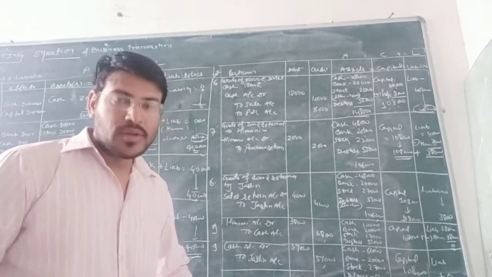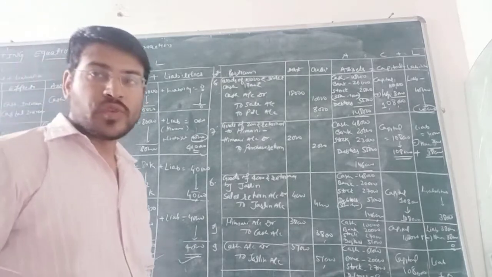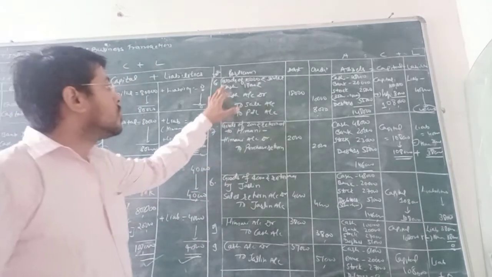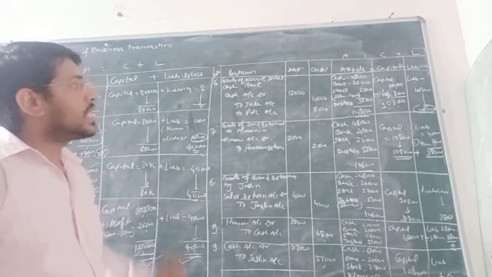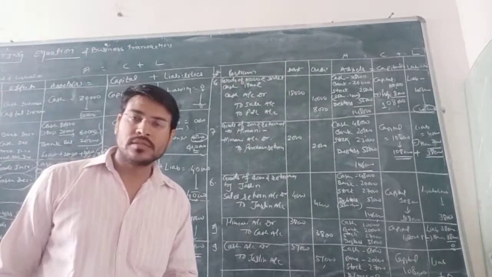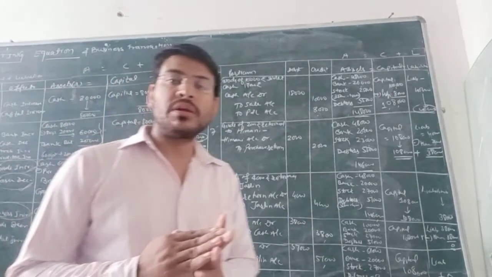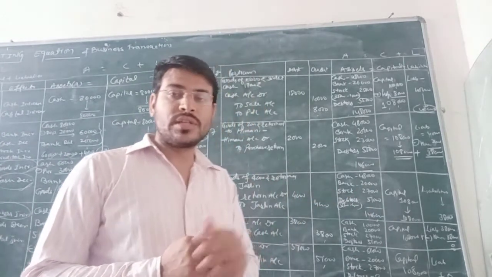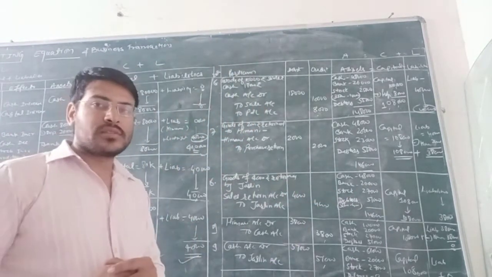Welcome back. We are on entry number 6. What is given over here? You can see goods of rupees 10,000 sold at cash at 18,000 rupees. Same transaction we have seen earlier on, but that was a credit transaction. This is a cash transaction.